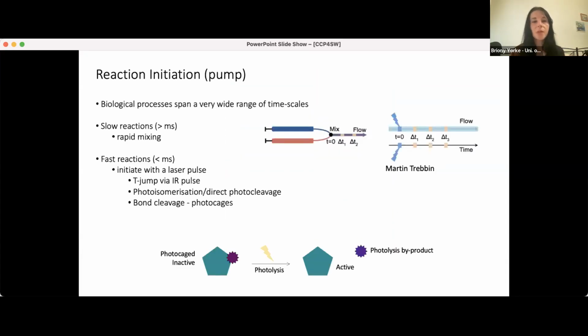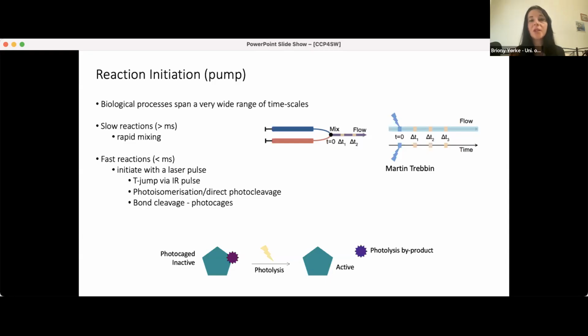So first of all, something that's really, really important, as I mentioned before, is reaction initiation. We have to make sure that, in order to be able to see changes in crystals, we can initiate the reaction in every molecule in the crystal at the same time. The type of reaction initiation that we do really depends on what we're looking at. It depends on our time resolution.